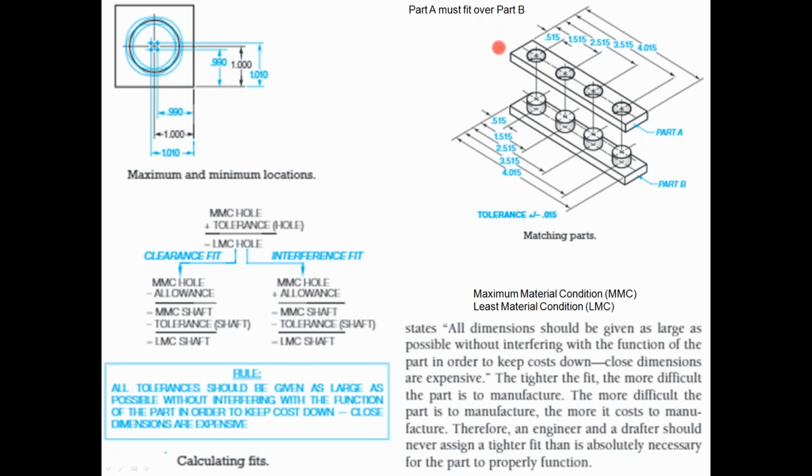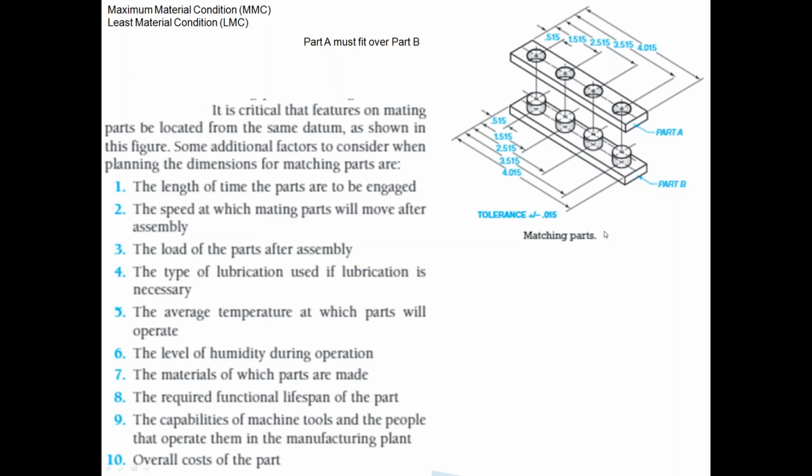Matching parts, so part A must fit over part B. This is part A. This hole must fit onto this shaft. So you want to make sure that before you begin to manufacture this item, you have to calculate this maximum allowable tolerance so that the manufacturer won't create something that is greater and then waste all this material because it won't fit into this hole. So part A must fit over part B.